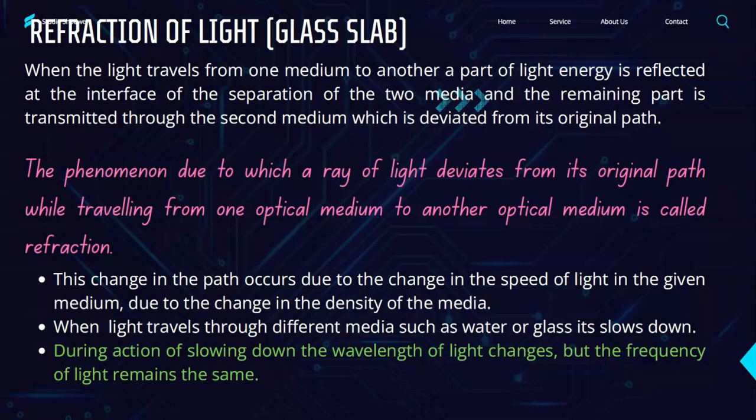Going back, we should remember the change in the path occurs due to the change in the speed of light. And this change in the speed of light is because the density of the two media is changing. So if the ray of light is traveling from air into water or glass or oil or kerosene or petrol or any other optical medium with a higher density than air, it is definitely going to slow down.